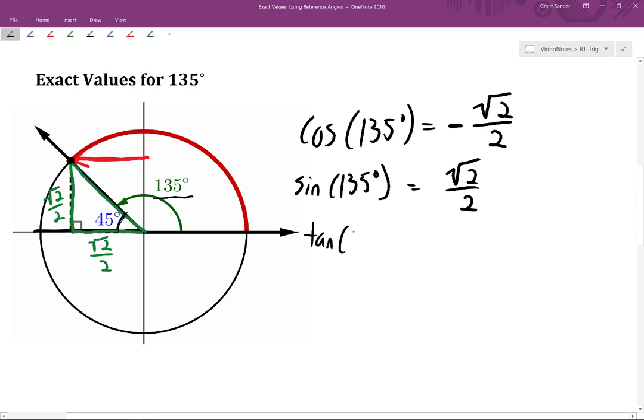Similarly, we can do tangent of 135 degrees, which is the slope of that terminal ray. It's also equal to sine of 135 degrees divided by cosine of 135 degrees, or square root of 2 divided by 2 divided by the negative square root of 2 divided by 2, which is equal to negative 1. Therefore, we have some exact values for these three trig functions when the input is 135 degrees. We just leverage what we know about 45 degree angles and then pay attention to whether or not we need a positive or negative value based on the location of that terminal point.